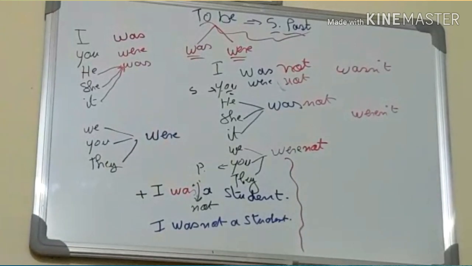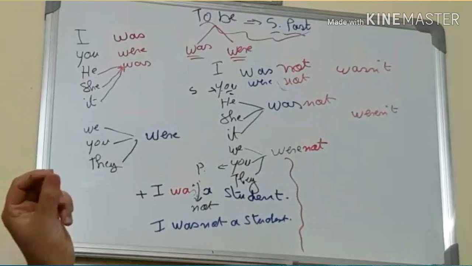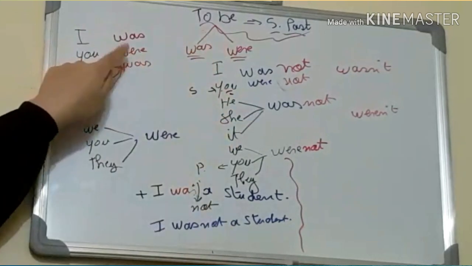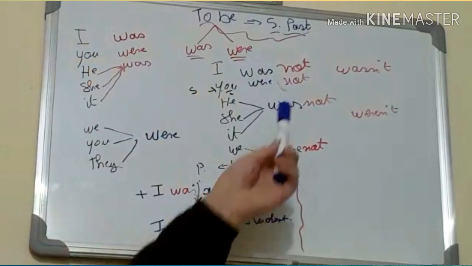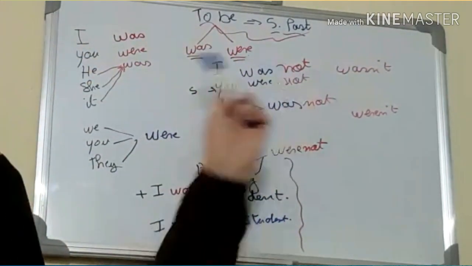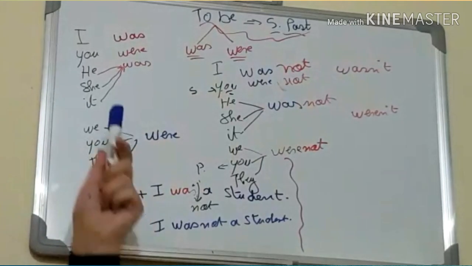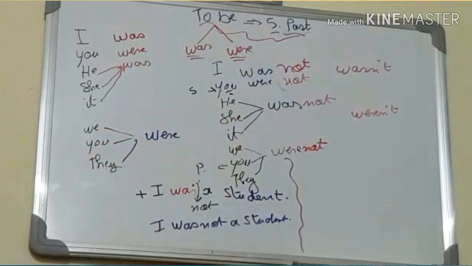Okay, now we will see the negative form. The negative form is easy. We add not to was or were. We add not at the end of it. Not. We write I was not. Yes. Okay. Yes. And here, just two examples.